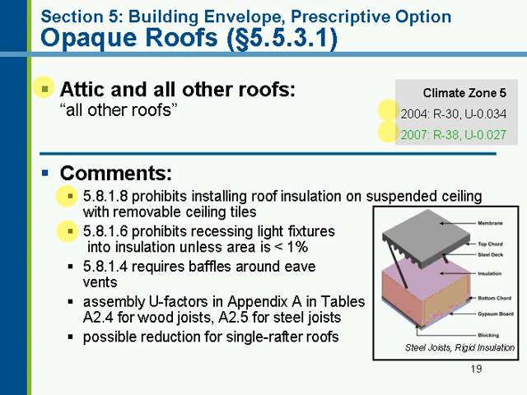A couple of other points. Section 5.8.1.4 requires baffles around the eave vents, so you maintain the insulation above that. And there are some U factors, default tables in Appendix A, A2.4 for wood joists and A2.5 for steel joists. And I would note that there is a possible reduction if you have a single rafter roof to install slightly less insulation.